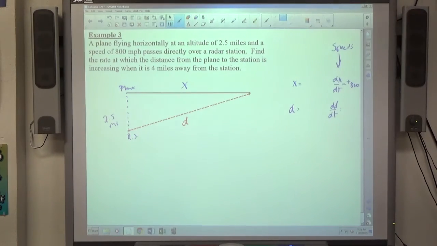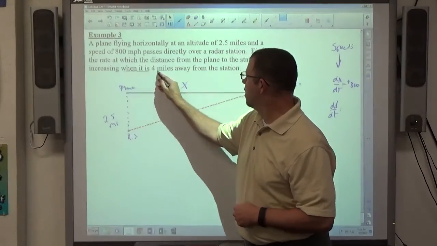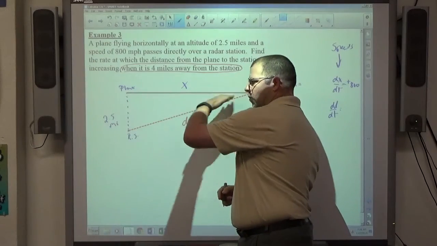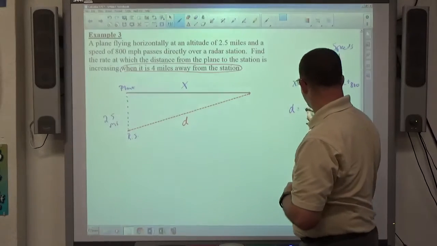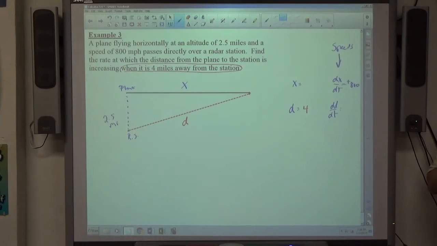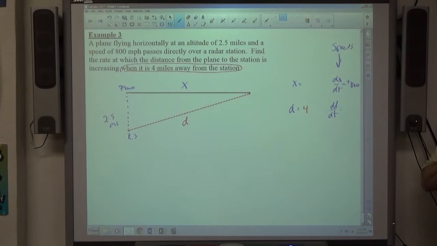How do we know that? It says for when it is 4 miles away from the station. It's not saying it's 4 miles here, but it's 4 miles away from the station. Here's the plane, there's the station. Distance from the station is 4. So I can put D equals 4. So again, D is changing, right? That plane's moving, so D is changing. D in the picture, D equals 4 over here. All right? Do they tell us what x is? No. Do they tell us what dD over dt is? No. All they've given us is these two numbers.